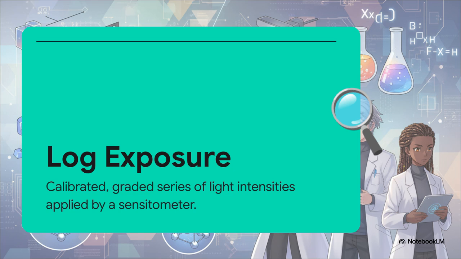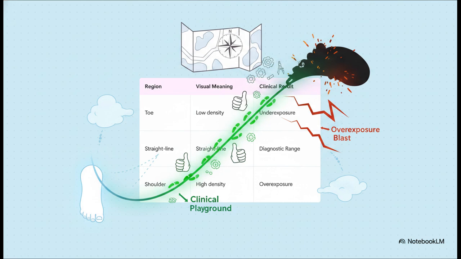To gather this data, radiographers use a nifty device called a sensitometer. It perfectly exposes a strip of film to a precise step wedge of gradually increasing light intensities. The resulting characteristic curve maps out 3 distinct geographical zones. Down at the bottom left is the toe, representing severe underexposure, where the film is just way too light. Top right is the shoulder, where the film is absolutely blasted with exposure and goes totally black.